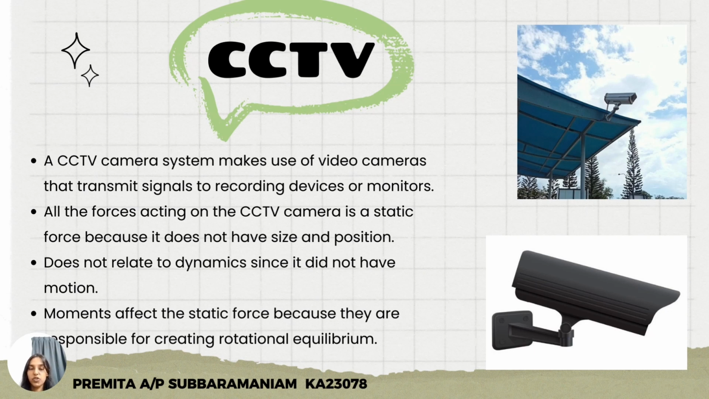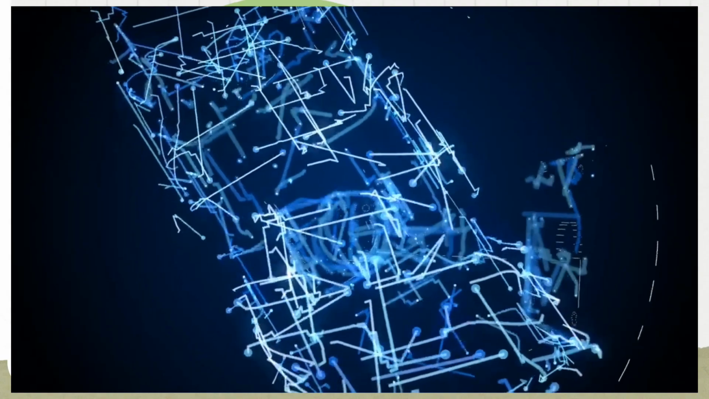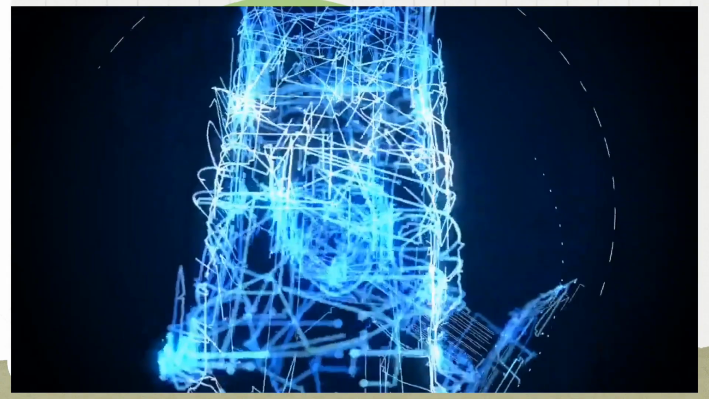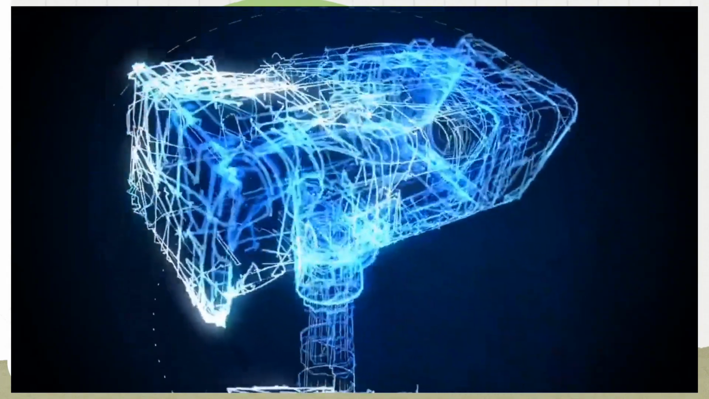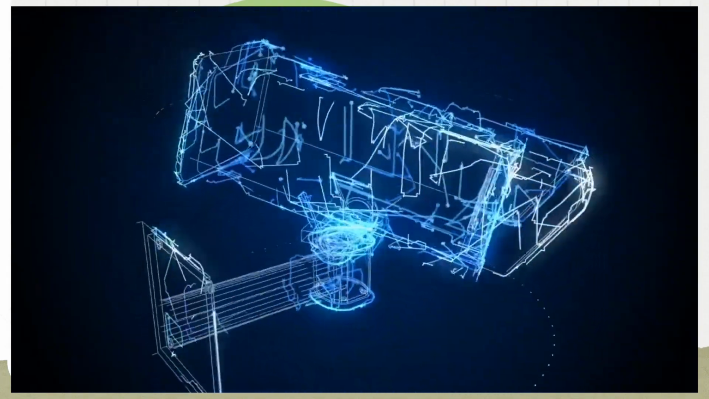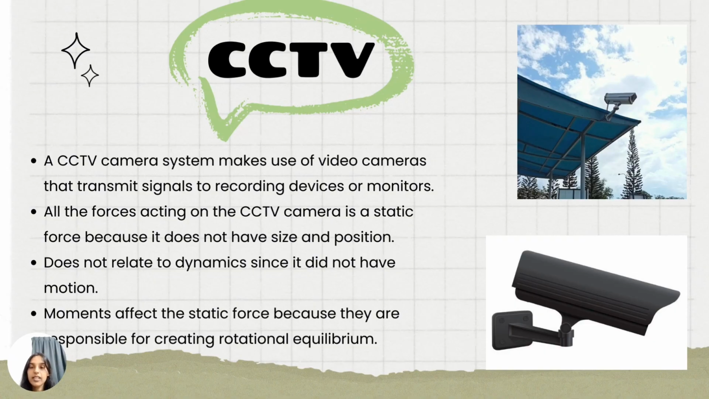For our statics project, we chose CCTV, closed circuit television, also known as surveillance cameras. A CCTV camera system makes use of video cameras that transmit signals to recording devices or monitors. It is commonly used for surveillance and security in various places such as public places and homes to help deter crime, monitor activities, and provide evidence in legal matters in this modern era.